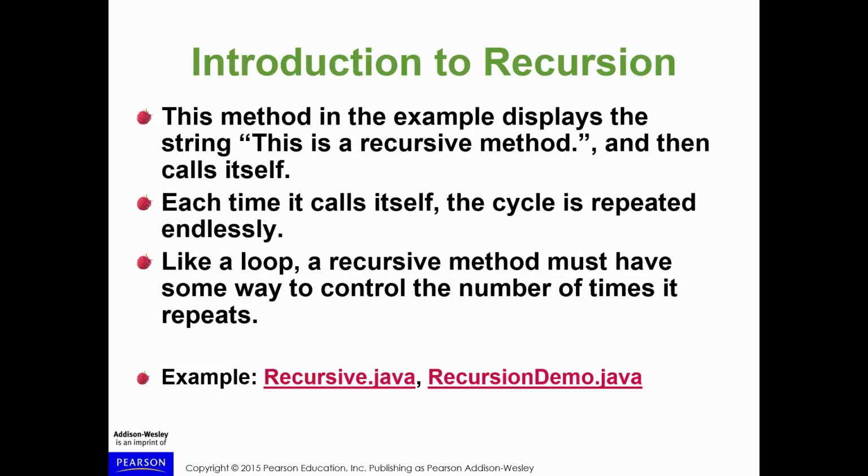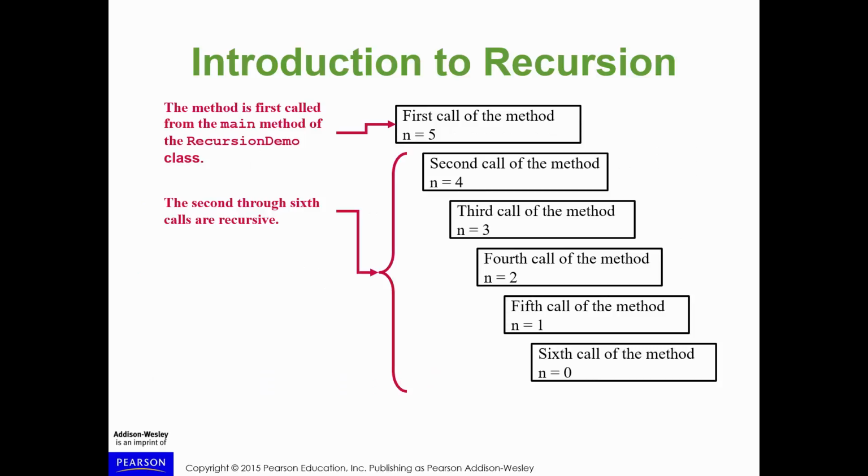So the example that's in here, this endless recursion, displays the string, this is a recursive method, then it calls itself again. Because it's repeated endlessly, it would be an infinite loop. So you can write an infinite loop with recursion just like you can write an infinite loop non-recursively. As mentioned in this third bullet here, a recursive method must have some way to control the number of times it repeats.